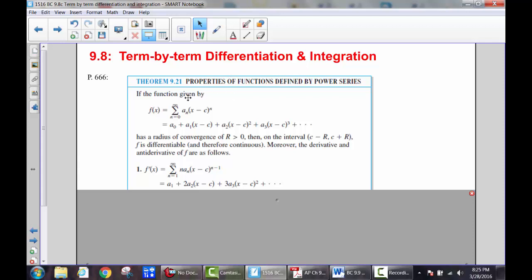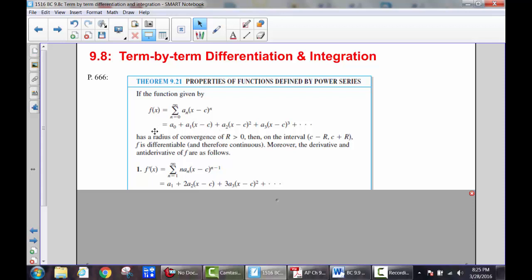So here's what the property says. If the function given by f of x equals the summation, and they're going to do a Taylor just because it's easier, because Maclaurin's is just a Taylor where c equals 0. This is the expansion of it, and of course they're just copying out the coefficient. The coefficient is f, the 0th derivative at c over 0 factorial. This is the first derivative at c over 1 factorial, second derivative at c over 2 factorial, etc.